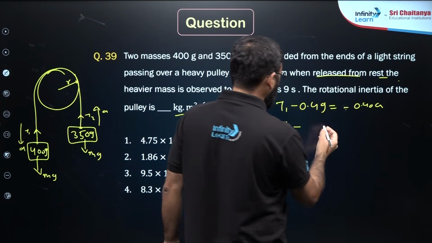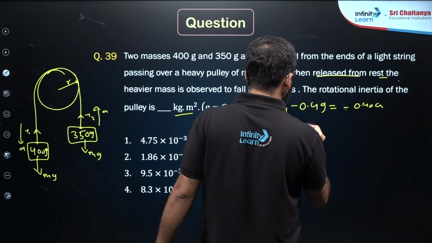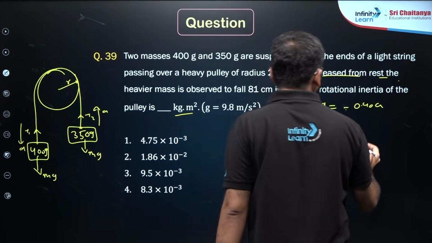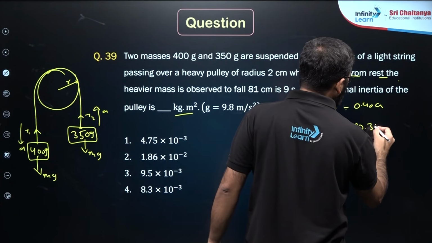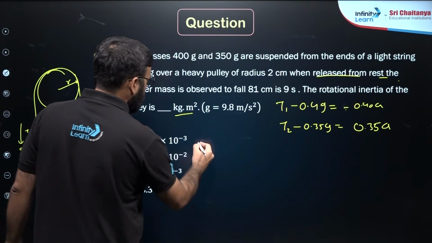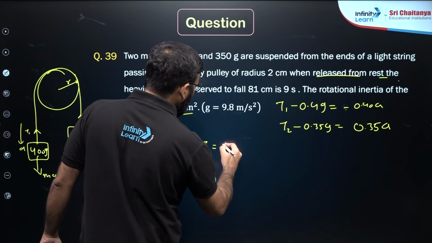Okay, and T2 minus 0.35 g equals 0.35 a. Okay, next one, what is my torque? Tau equals r cross F.